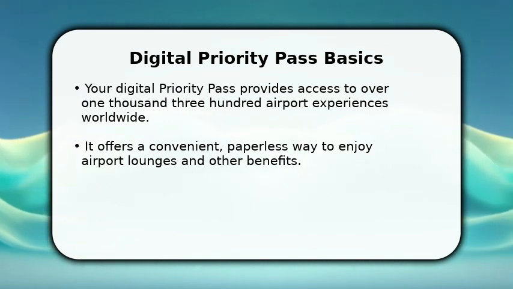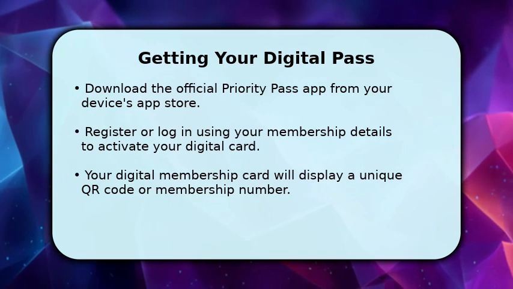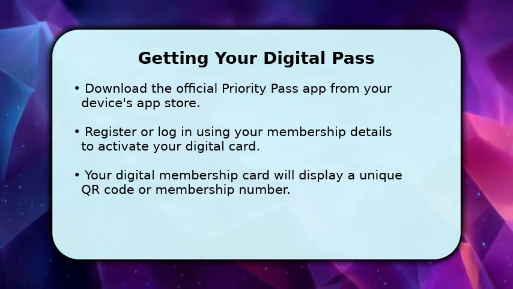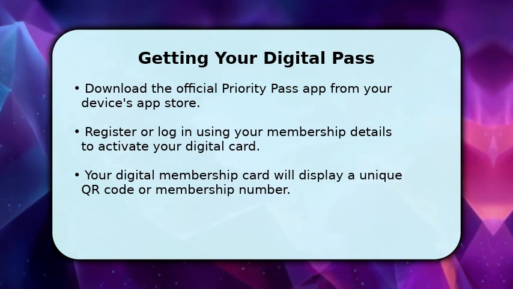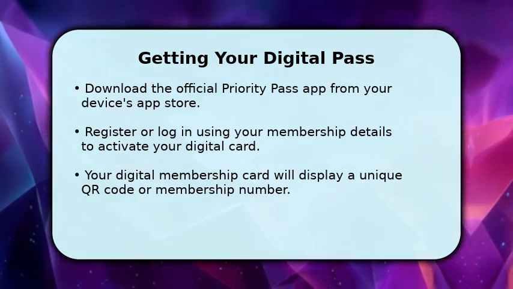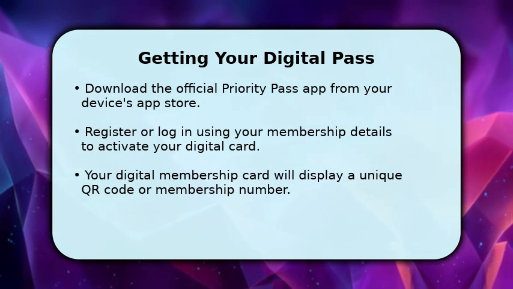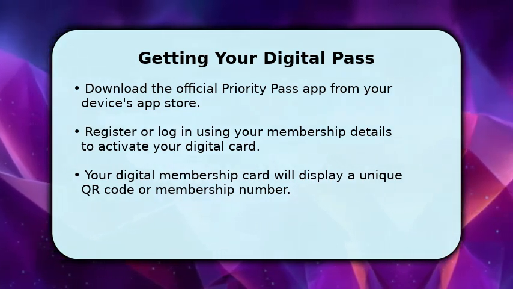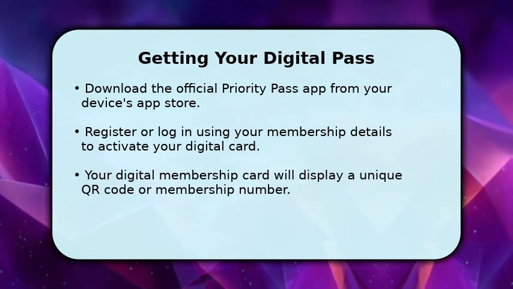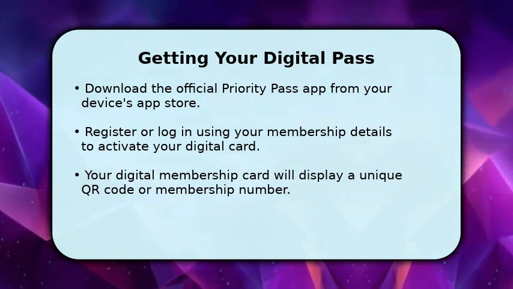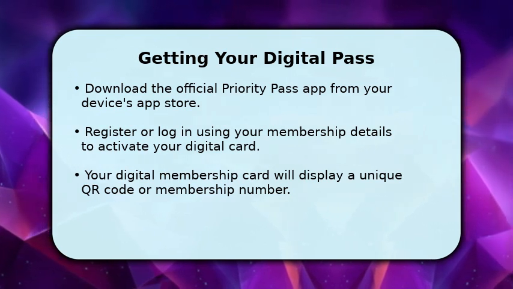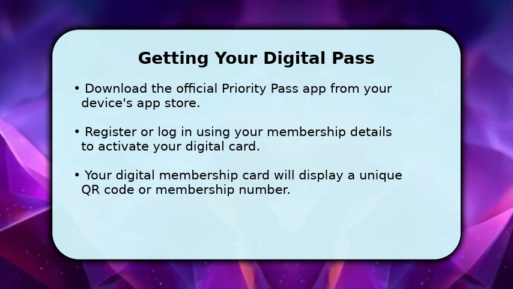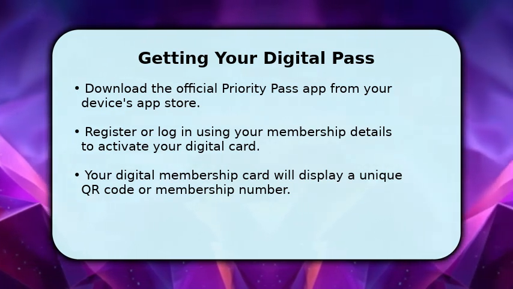To begin, download the official Priority Pass application from your smartphone's App Store. Once installed, simply register or log in using your existing membership details. This process will activate your digital membership card within the app. Your digital card will then display a unique QR code or a specific membership number, which is essential for gaining access to participating locations. Ensure your device is charged and ready before you travel.